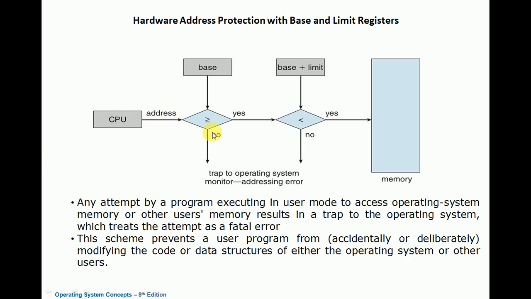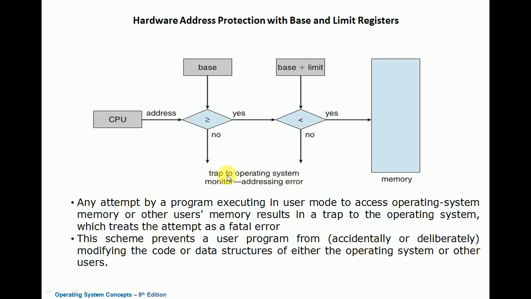It should not go beyond the range. So that is what this particular condition we need to test here. The CPU address should be greater than or equal to the starting address allocated to the process. If not, it means it is the time to access either the operating system's memory or any other process's memory, which should not be allowed because it is violating the protection.